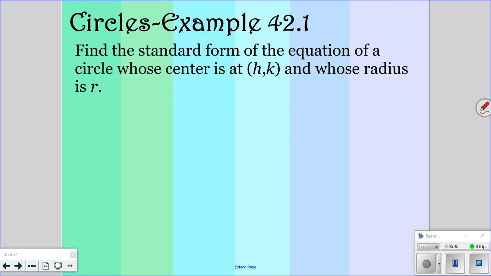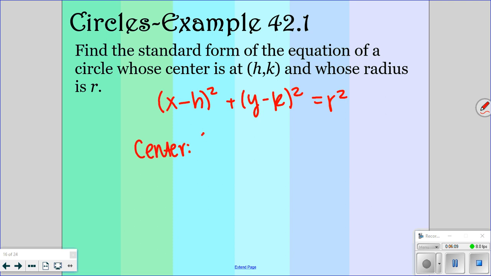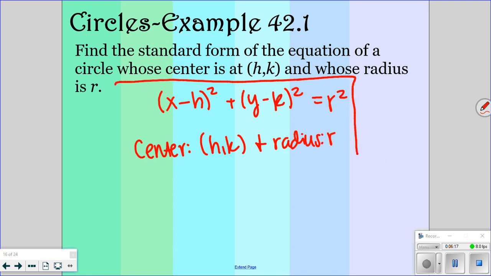Okay, so we are going to look at this first example where the center is at (h, k) and the radius is r. And so this is when it's not centered at the origin. And so the formula is going to be (x minus h) squared plus (y minus k) squared equals r squared. So this is when your center is at (h, k) and radius is r. So this is something that you want to write down and memorize. (x minus h) squared plus (y minus k) squared equals r squared.